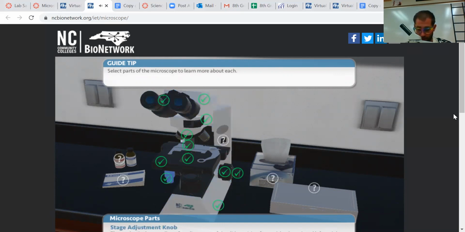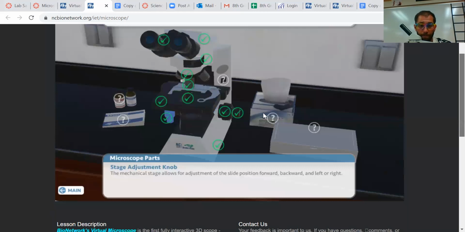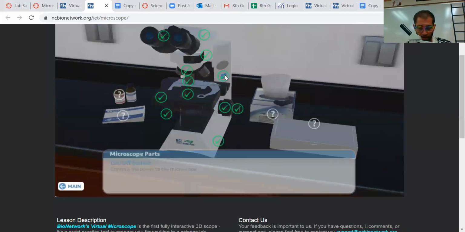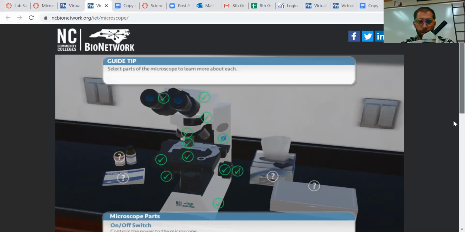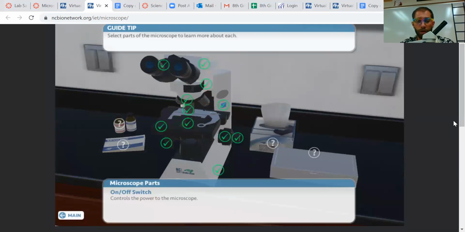stage adjustment knob. And you're gonna have an on-off switch on some of our microscopes. Like every time I lift my microscope, I lift it by the base and by the arm. My on-off switch is on the back right here. So you have that on some of our microscopes here in person too. So just take a second, familiarize yourself with the microscope, playing in here at the end as well too.